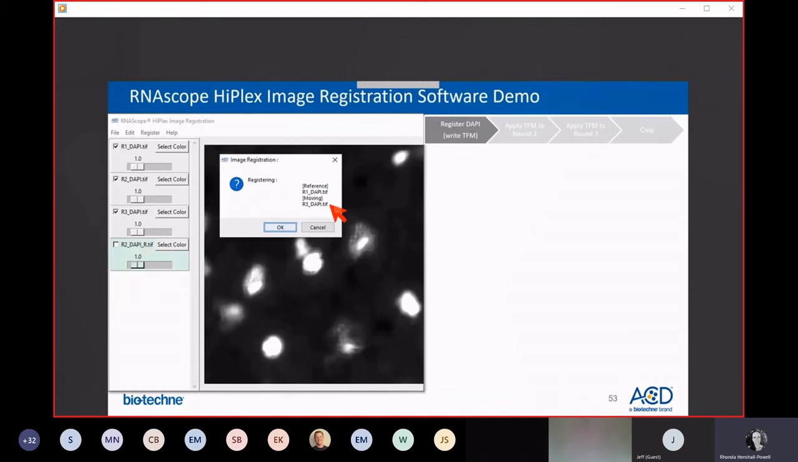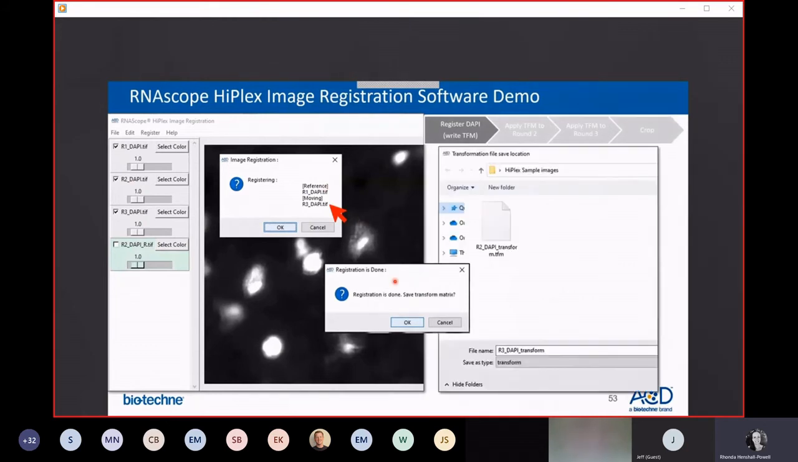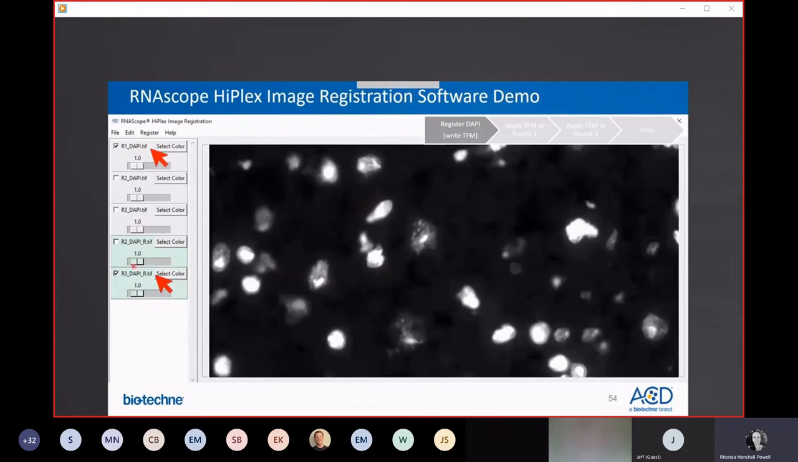Now, what you'll do is create a transformation matrix that moves your round 3's DAPI onto round 1's DAPI. So again, you see in the dialog box, it will tell you which is the reference image here, which one is being moved. And again, it will ask you to save the transformation matrix file that the software will write. And once the image is registered, again, it appears here in green with underscore R. And you can check the alignment by toggling on and off the R1 DAPI image that served as your reference and the registered images from R2 and R3, and they should overlap perfectly.